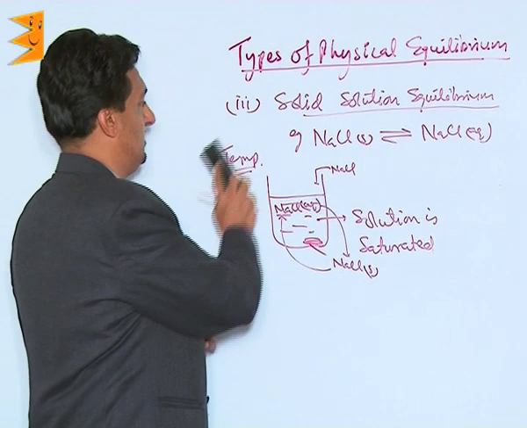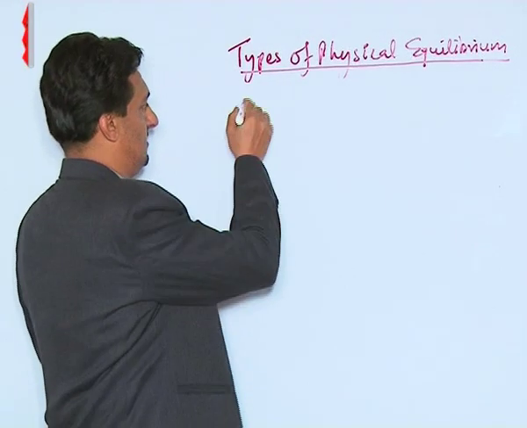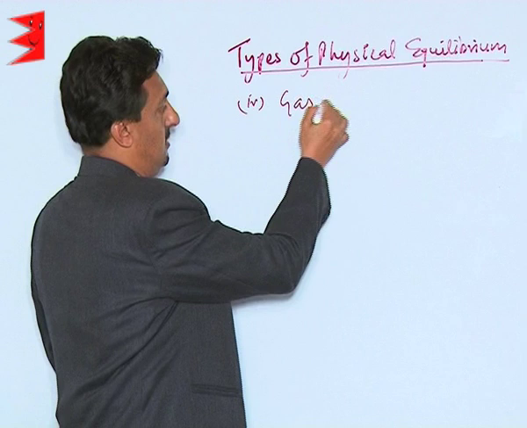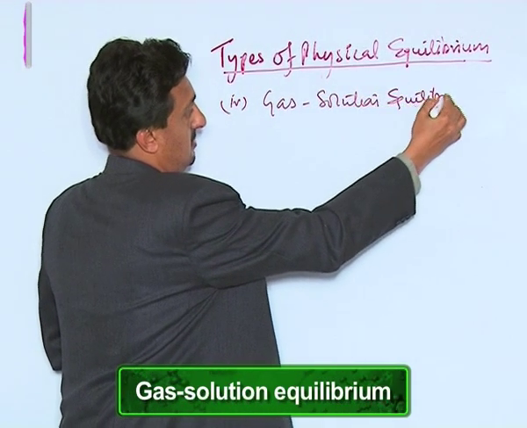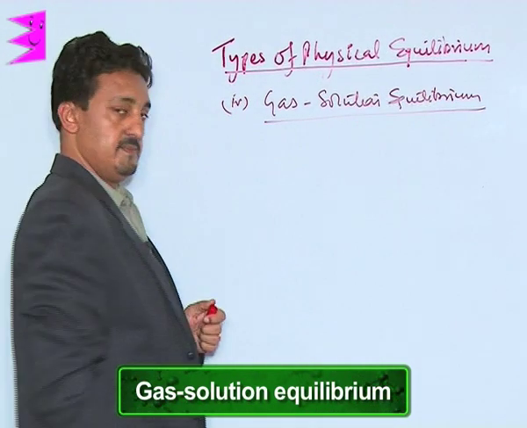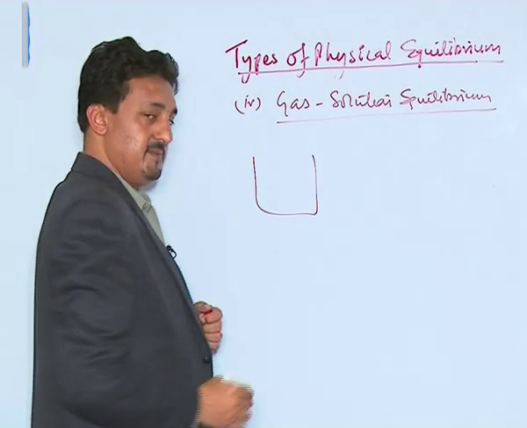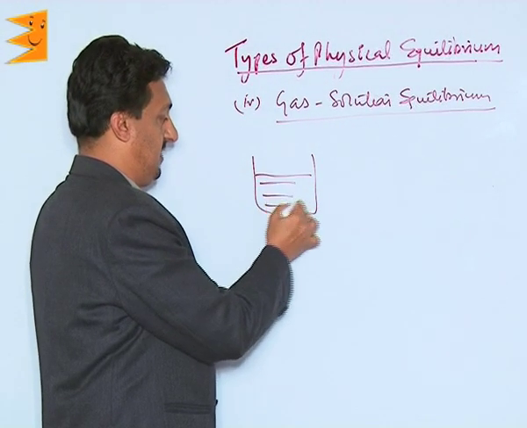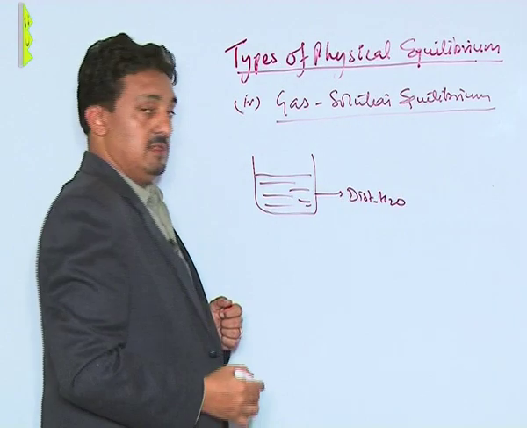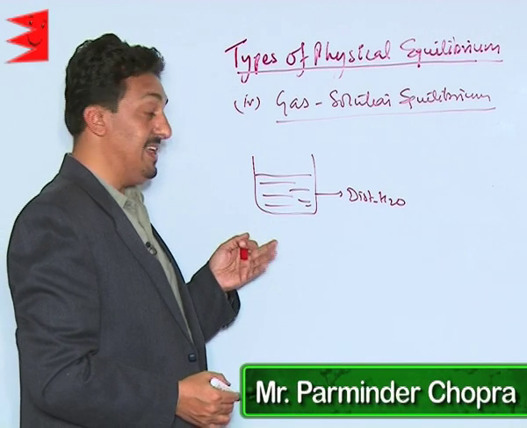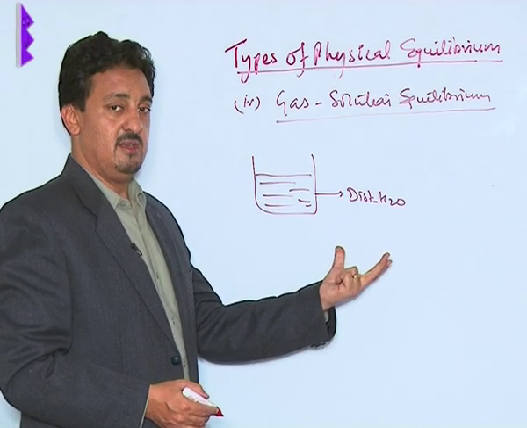The fourth type of equilibrium is gas solution equilibrium. We can take an example, like we have taken a beaker and we have taken distilled water in it. The purpose of taking distilled water is that it should not have any gases dissolved in it. We take this beaker and keep it in the open air for some time.